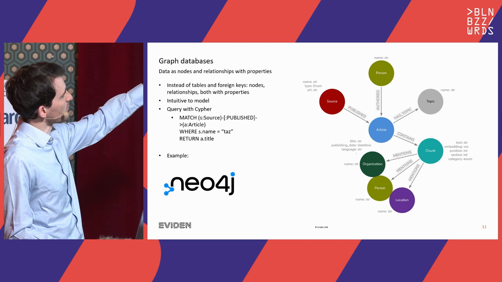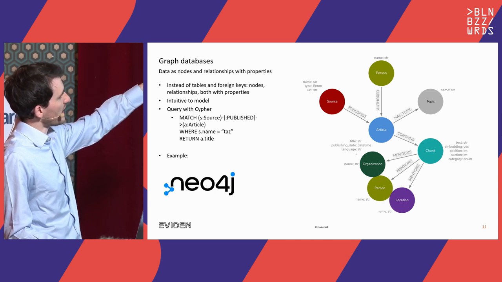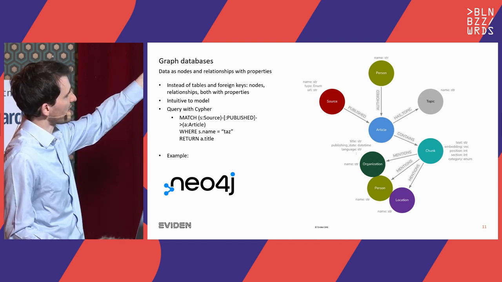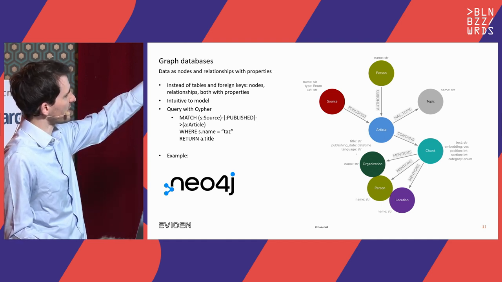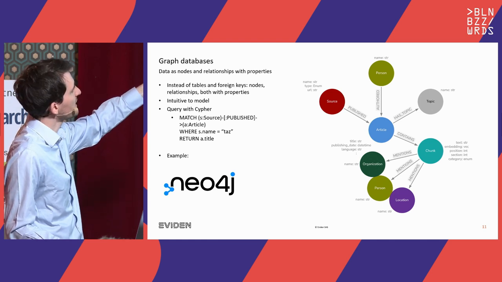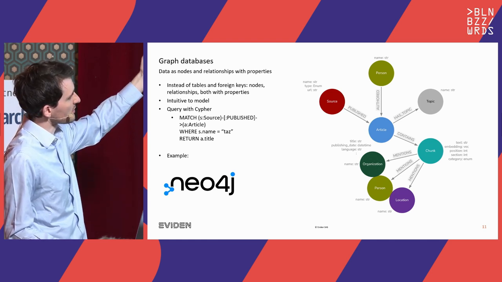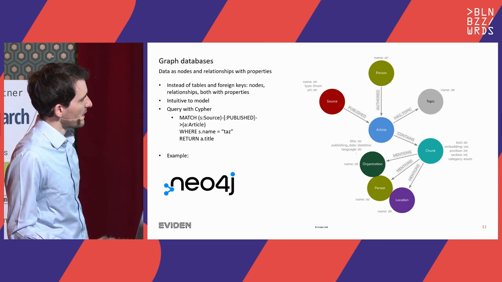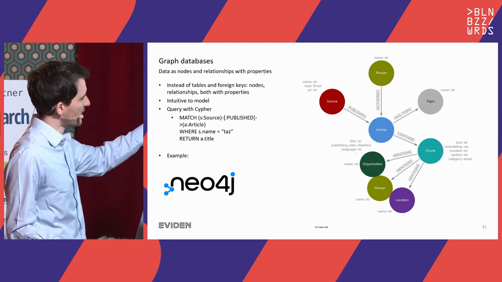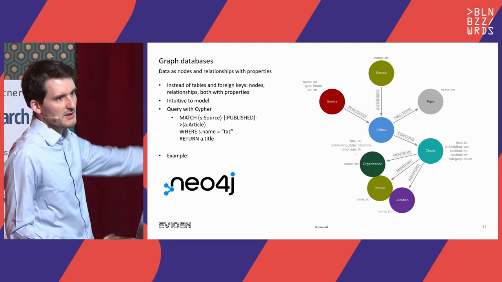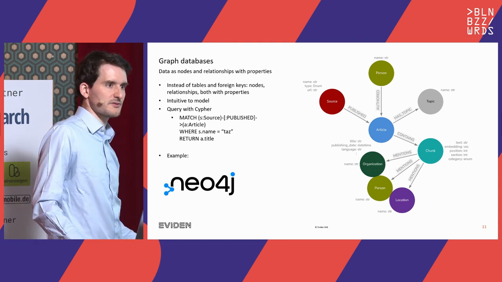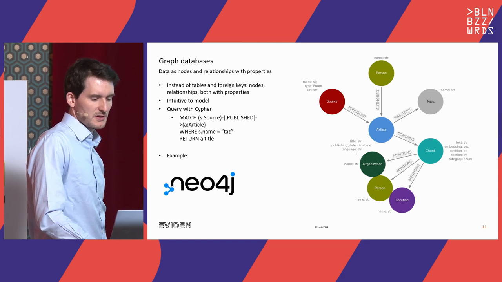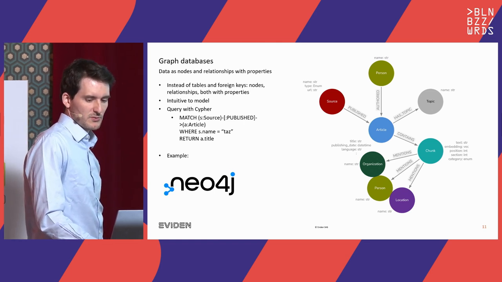So for example, here, if you wanted to get all articles that were published by the source Taz, which is a German newspaper, you would say match source published. You have basically an ASCII art pattern, and then you specify a where clause to filter, and you return the title of the article, for example. For this example of the database, I'm using Neo4j. There are others like Nebula Graph, etc., but Neo4j is, I think, the market leader still, and that's why I chose it.